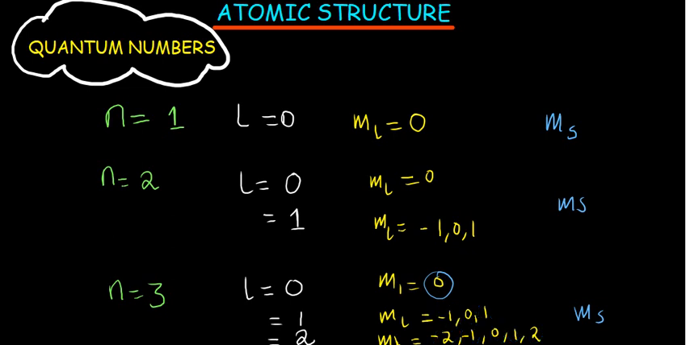Now, you need to know each orbital can only have a maximum of 2 electrons. That's why the first energy level can only have 2 electrons maximum in its shell. The second energy level, since it has 4 orbitals, can have a maximum of 8 electrons. The third energy level, since it has 9 orbitals times 2, can have a maximum of 18 electrons. So you need to know how many electrons are found in each orbital.